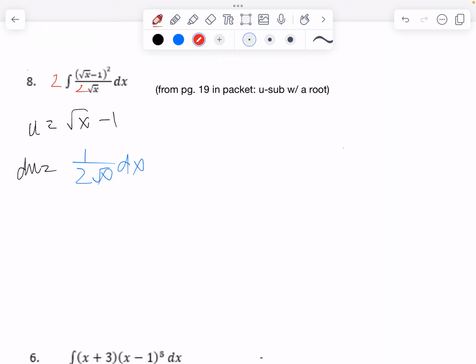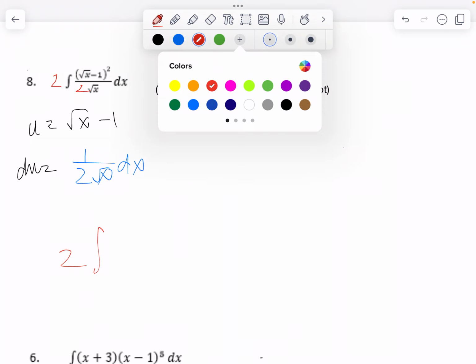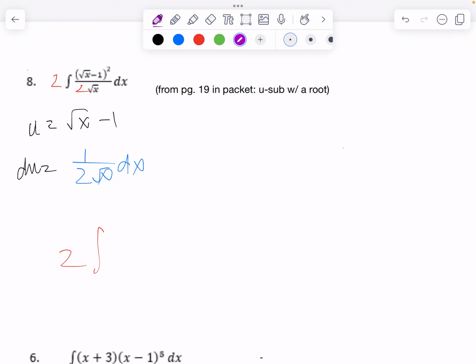And now I'm going to do my rewrite. My rewrite is going to look something like 2, that same red 2 on the outside, and then the integral, and this is where you're going to be that accountant. Root x minus 1 is u, so that's going to be u squared, and then the 1 over 2 root x dx, that all was going to be du, so this is u squared du. And that's the rewrite for it, and now I can go ahead and integrate, so I got 2 times the integral of u squared, which is u cubed over 3 plus c.